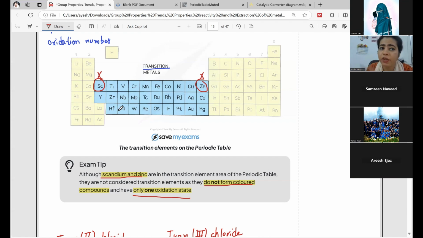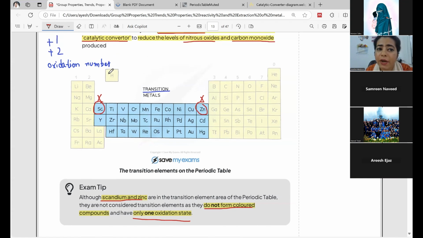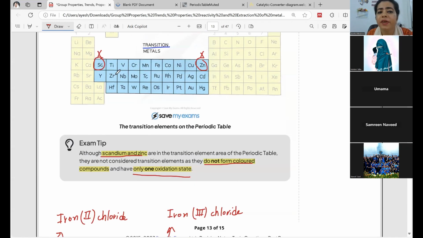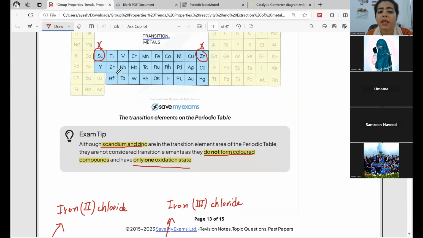They're present over there just like hydrogen. Hydrogen is present in group 1, but hydrogen is not a group 1 metal. Hydrogen is a non-metal. We will not talk about hydrogen when we are talking about metals. We will exclude hydrogen from the discussion, but still it is in group 1. Same way, these are in the transition block, but not transition metals. And the reason is they just have one oxidation state, okay, and they are not making colored compounds. So they too are excluded from the transition metals. Okay.